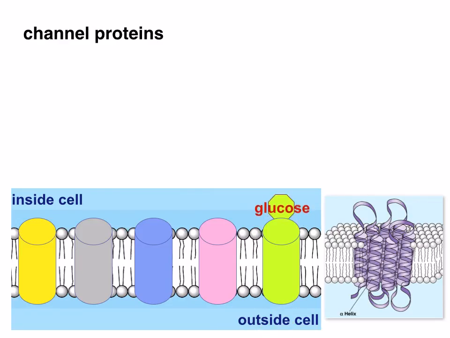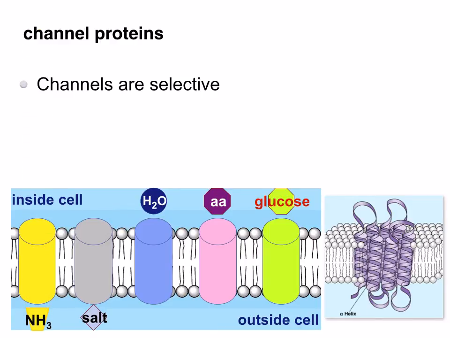If you look here, you've got glucose, amino acids, water, salts, and ammonia moving through these protein channels, and we say that these channels are selective. So they only open in the presence of a particular molecule. So when the molecule is not present, the channel remains closed. So we say that the channel is gated.